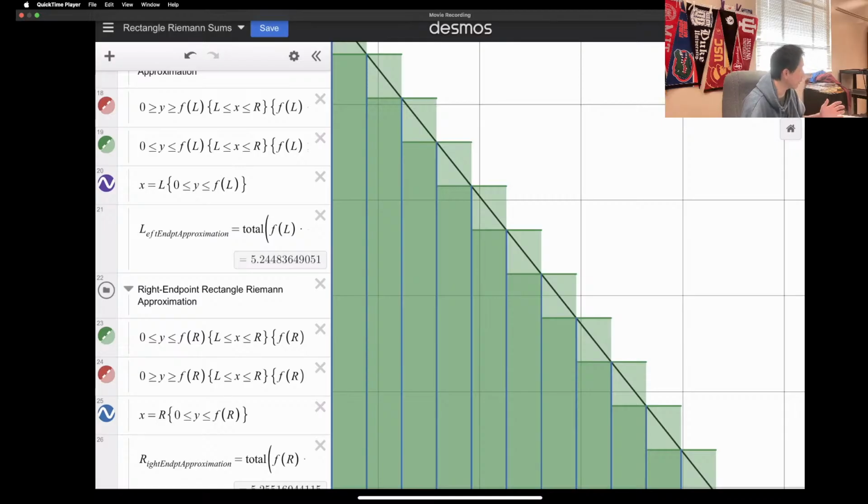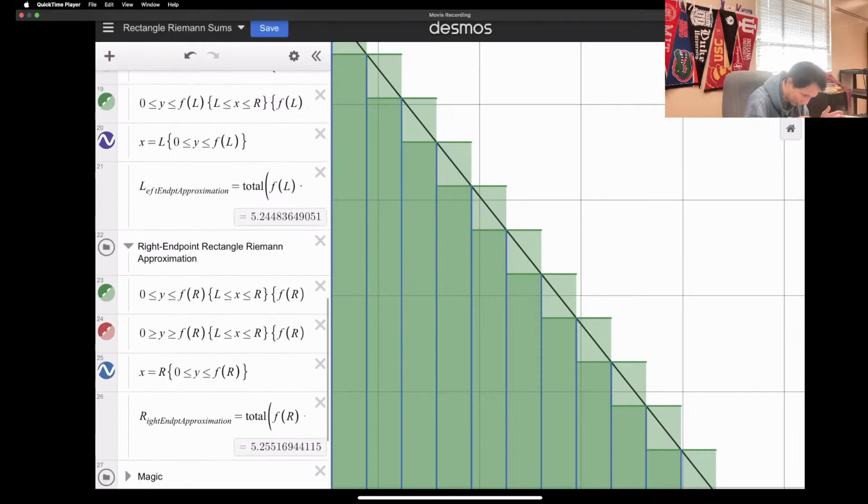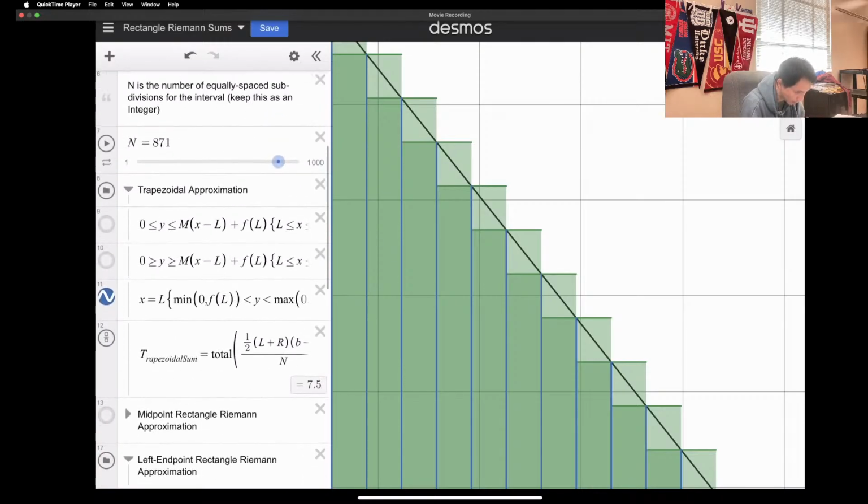But if you break it into an infinite amount of pieces, what am I going to get? Look at the area though. 5.25 for left, and 5.24 for right. It's only like 3 decimal points away. How accurate it is. And that's 871. Imagine you can break it into an infinite amount of pieces, and that's what the actual area under the curve comes in.